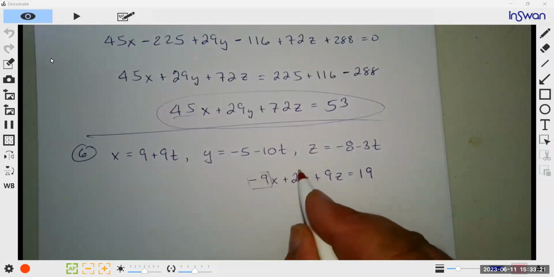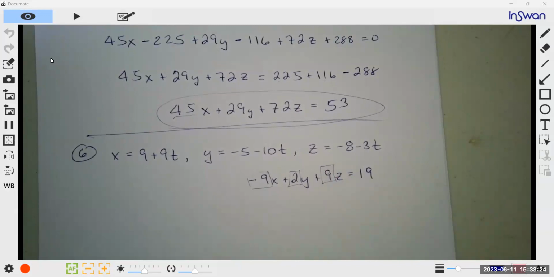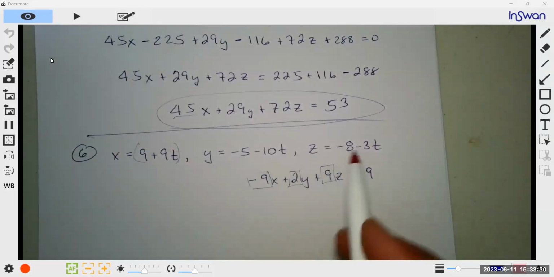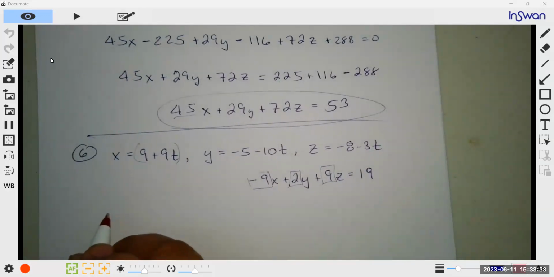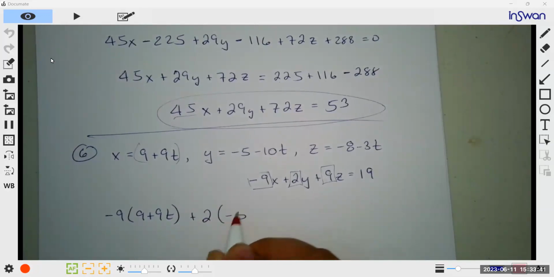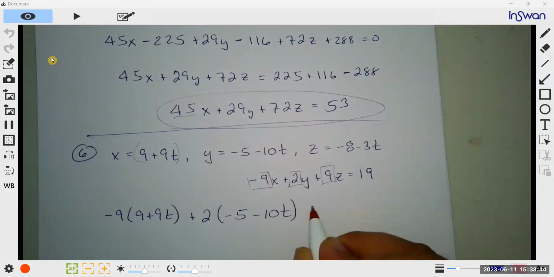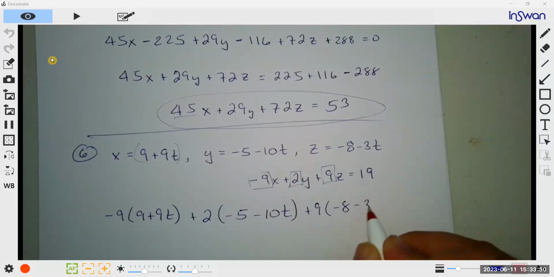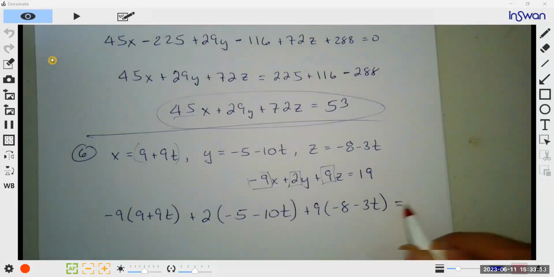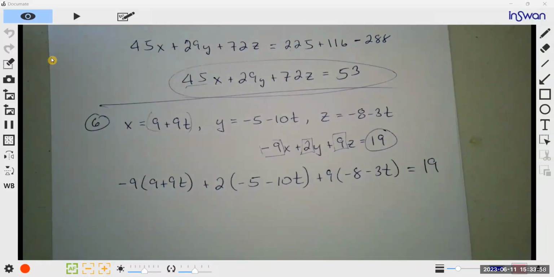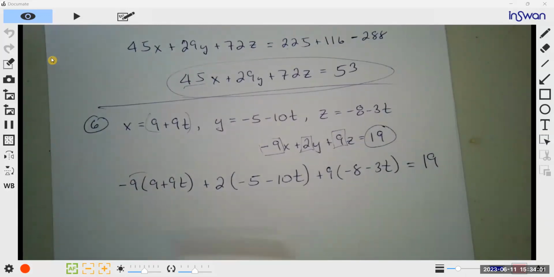So remember, these are the A, B, C's, and we multiply them by the x sub 0, y sub 0, and z sub 0. So we have -9 times (9 plus 9t) plus 2 times (-5 minus 10t) plus 9 times (-8 minus 3t). And together they equal 19. Now we work it out. It's all algebra from here.